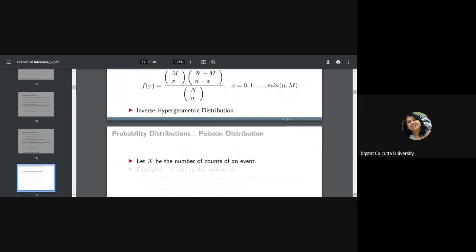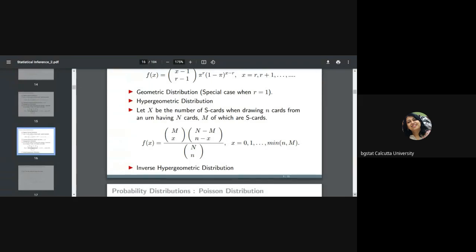Similarly, just like we had the negative binomial, where we fix the number of successes and let the number of trials vary, we can also have the inverse hypergeometric, where we do the same thing, the only difference being that we are now sampling from some finite population without replacement. So we are not replacing the unit which is sampled. Once it's drawn, we remove it from the population before sampling the next unit.